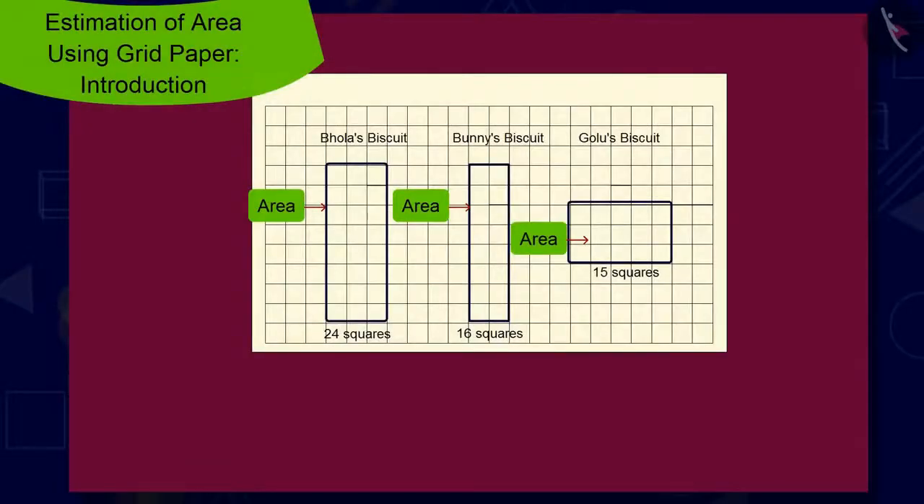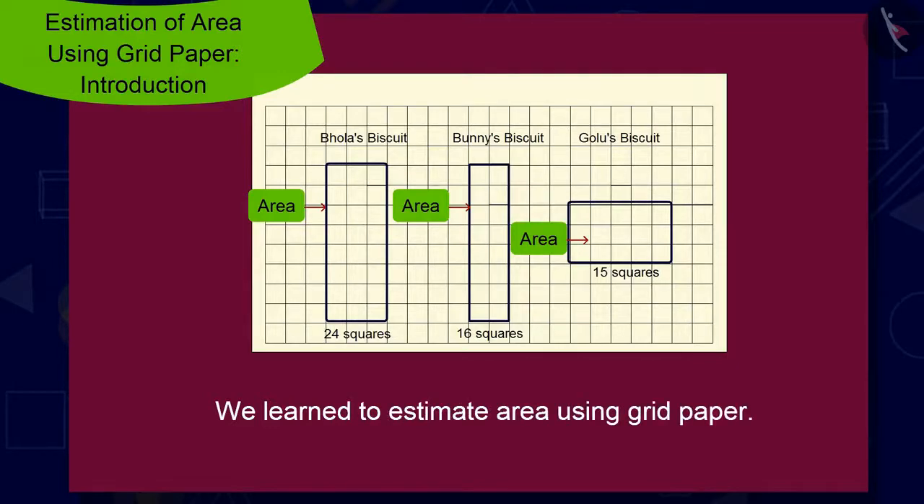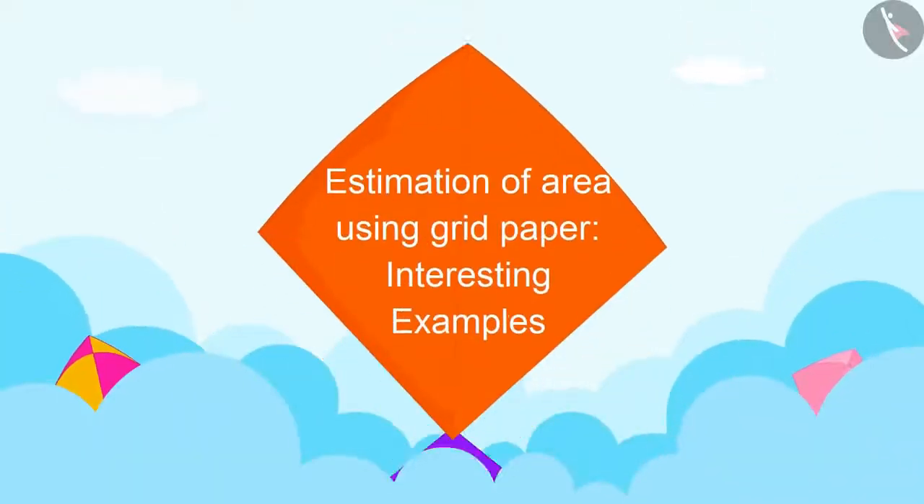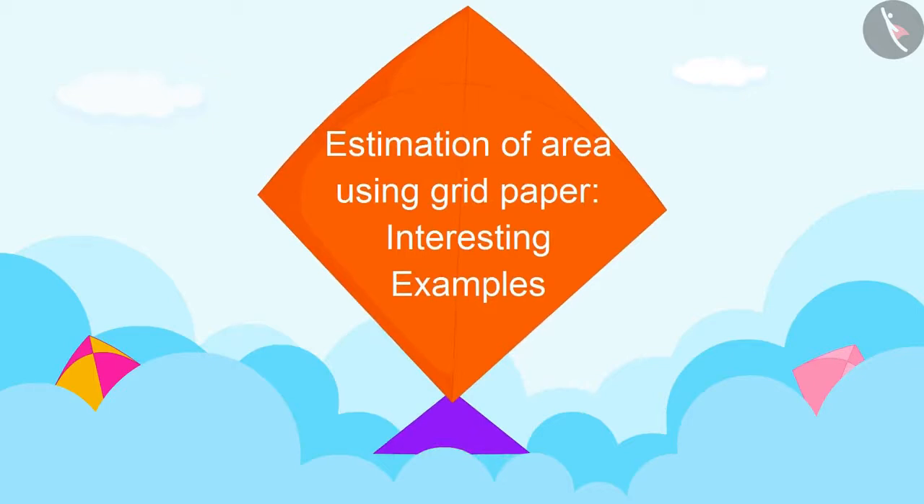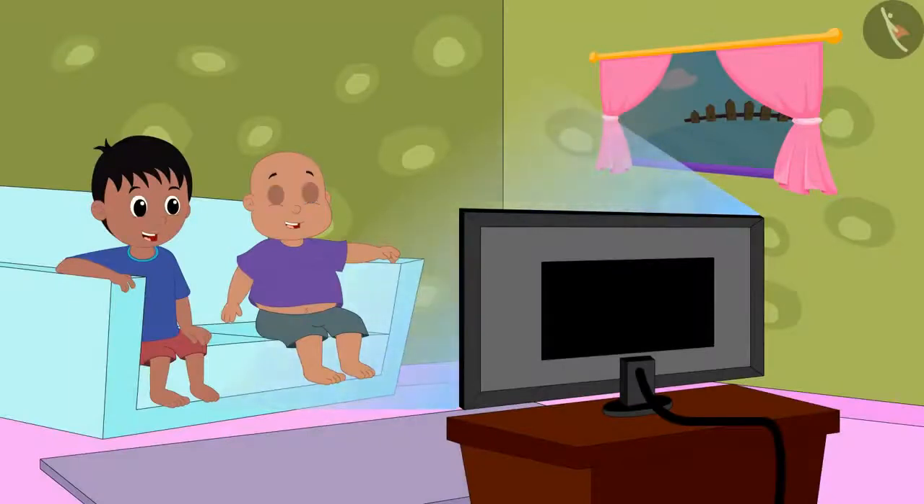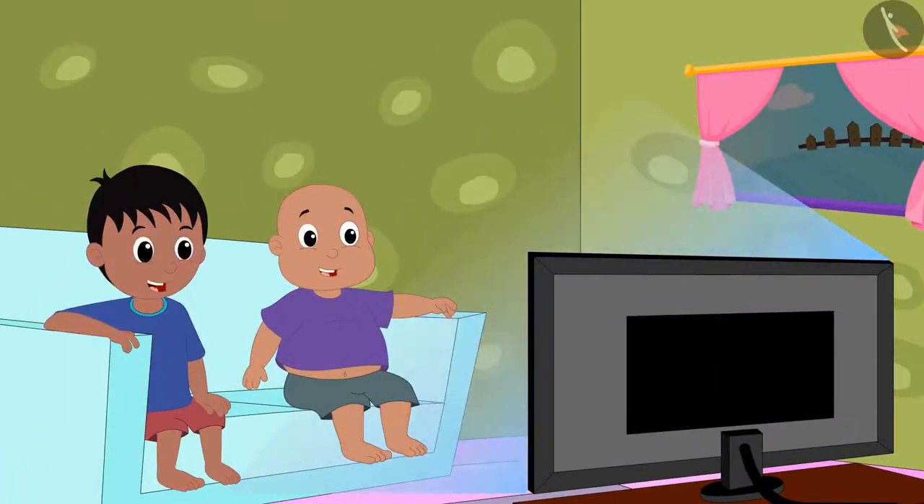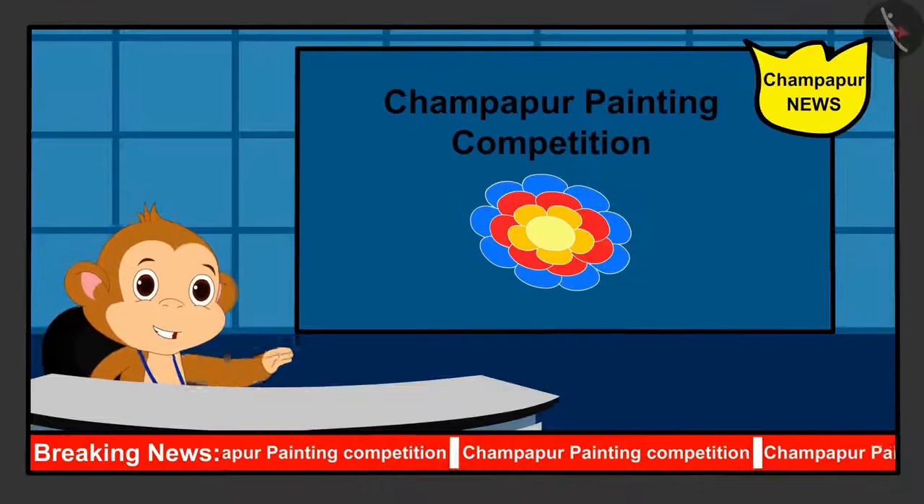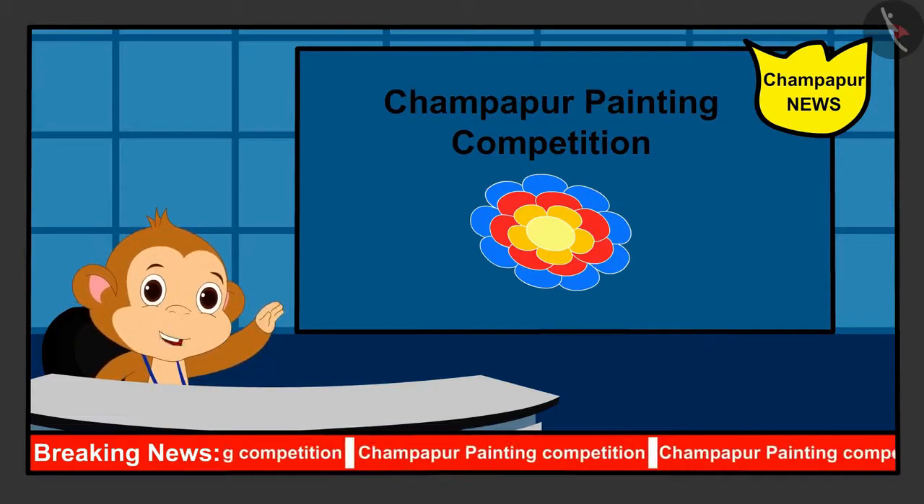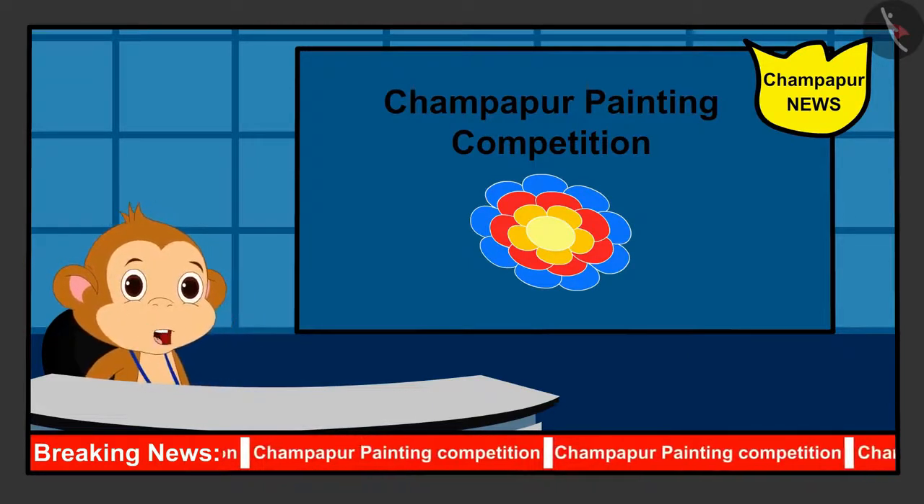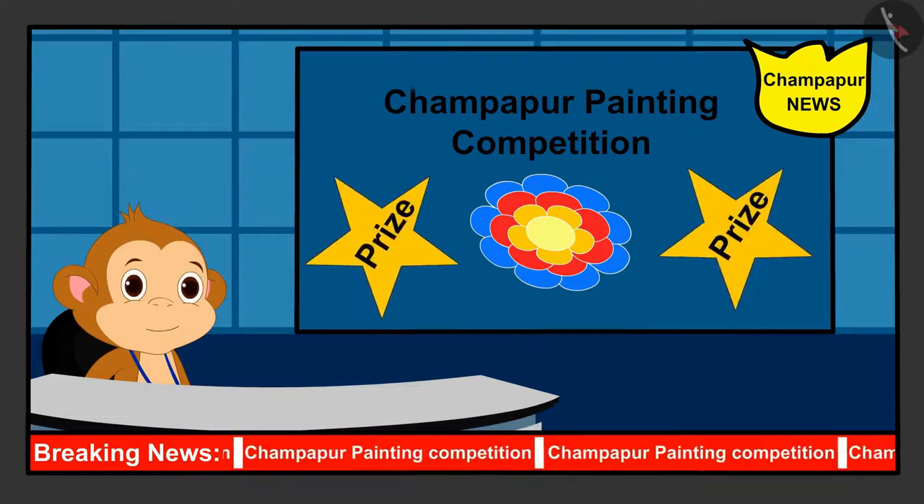Hello children! In the previous video, we learned to estimate area using grid paper. In this video, we will learn more about it through some interesting examples. Raju and Bablu are watching TV at Bablu's house. Painting competition has been announced in Champapur. All the contestants have to make unique paintings. The most unique painting will be rewarded. This is being shown in the news on TV.